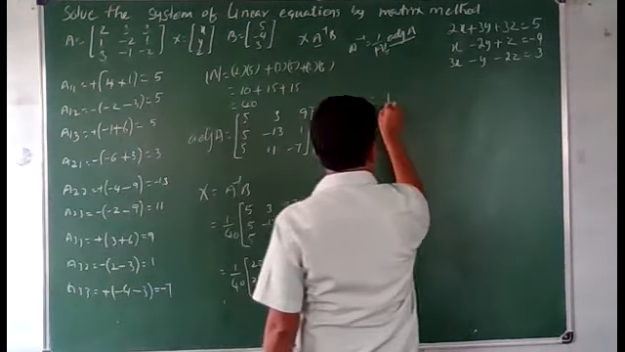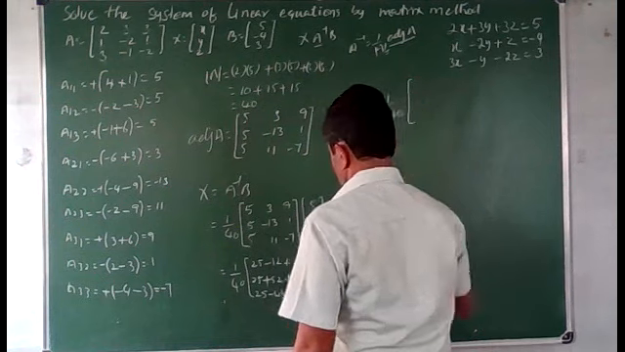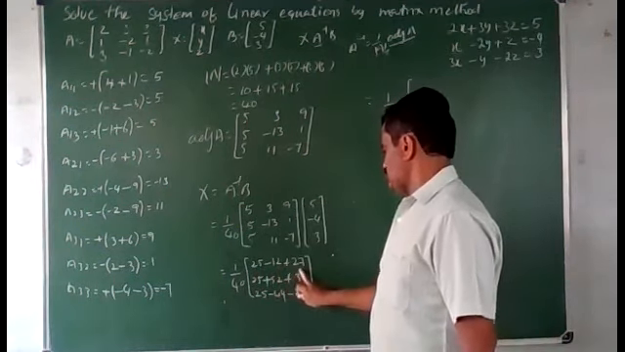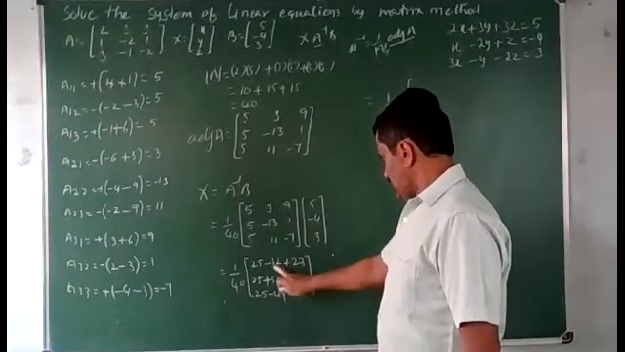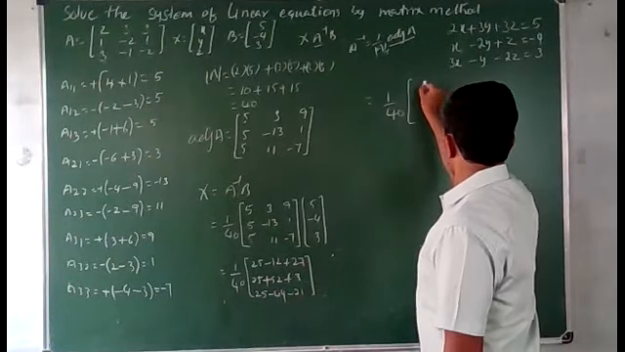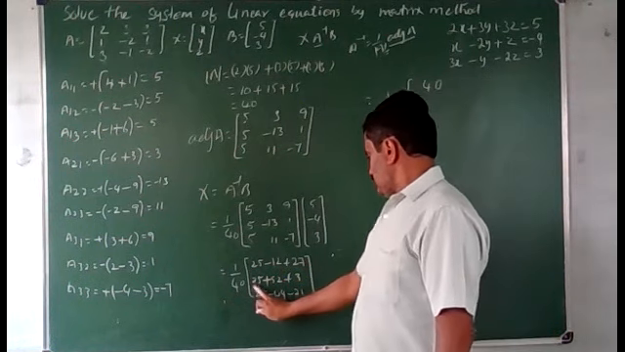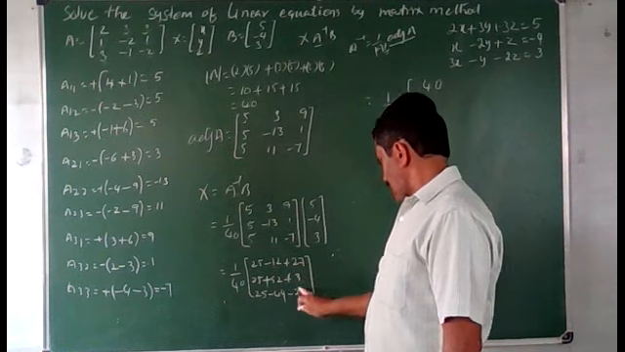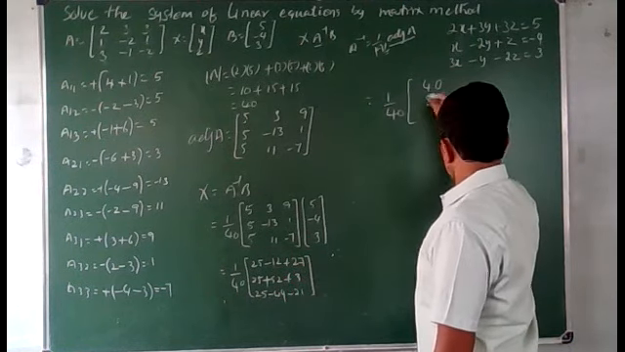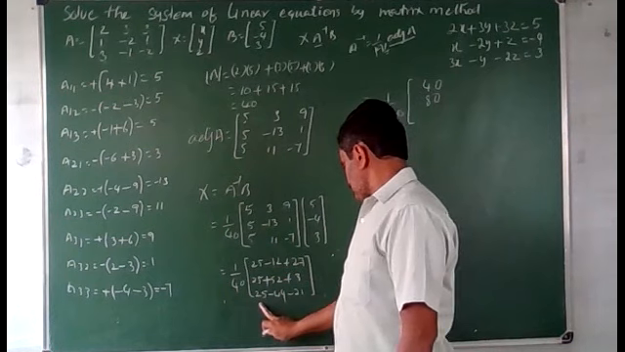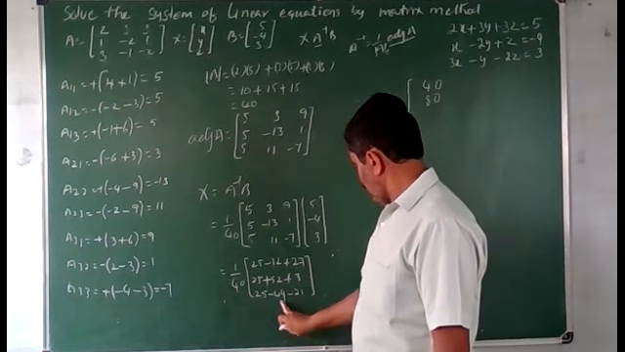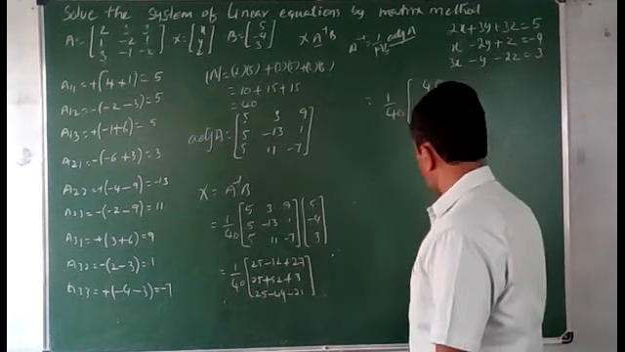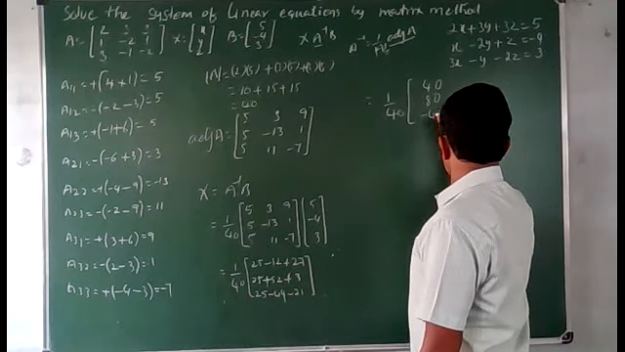Again, that is 1 divided by 40 into the matrix. So here, 25 minus 12, plus 27, that is plus 40. Again 25 plus 52 plus 3, we have 80. Again 25 minus 44 minus 21, plus 25, we have minus 40.